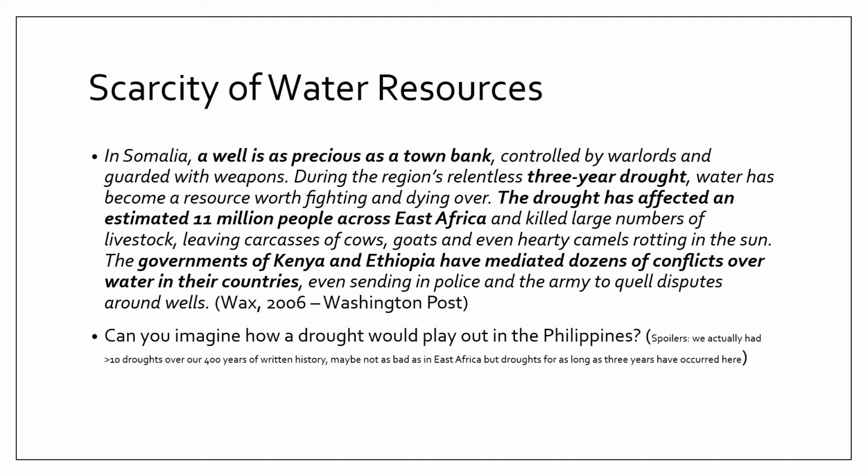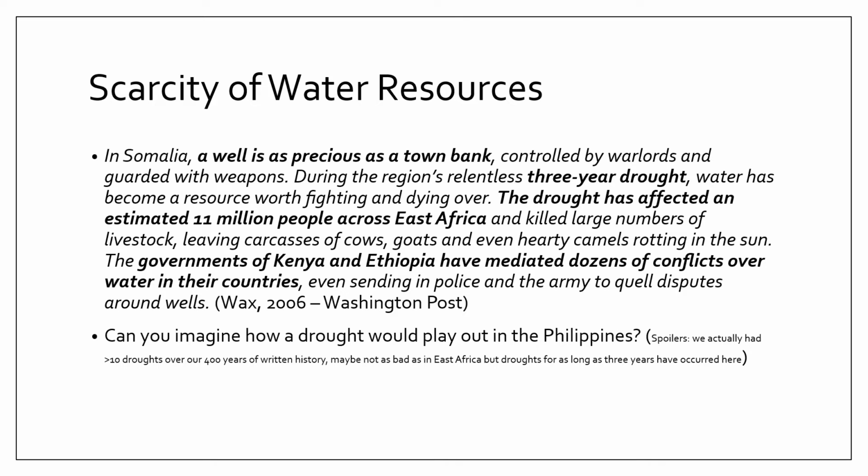So I might as well read this excerpt. In Somalia, a groundwater well is as precious as a town bank, controlled by warlords and guarded with weapons. During the region's relentless 3-year drought, water has become a resource worth fighting and dying over. The drought has affected an estimated 11 million people across East Africa and killed large numbers of livestock, leaving carcasses of cows, goats, and even hardy camels rotting in the sun. The governments of Kenya and Ethiopia have mediated dozens of conflicts over water in their countries, even sending in police and army to quell disputes around wells.